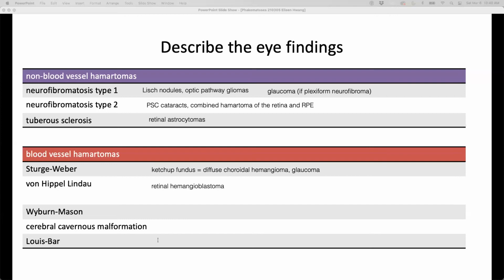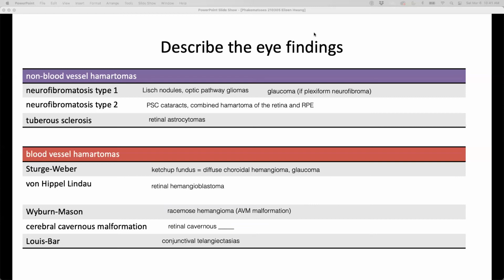Okay. All right. So how about Louis Barr? What do we see in the eye? The conjunctival telangiectasias. Great. Okay, and then do you want to make a guess for in cerebral cavernous malformations, what happens in the eye? Cavernous hemangioma. We'll call it a retinal cavernous blank because I don't remember what comes after that. And then for Wyburn-Mason, it's the racemose angioma, which is the arterial venous malformation. Great. You guys are doing awesome with the eye findings.